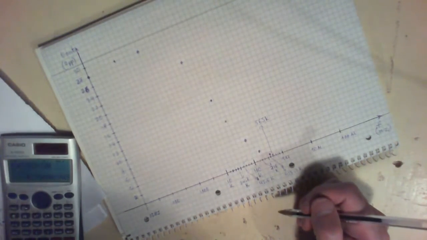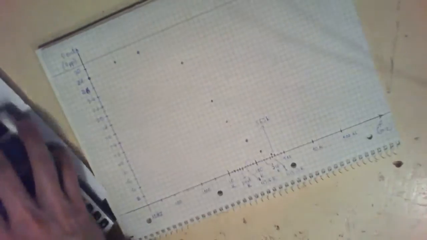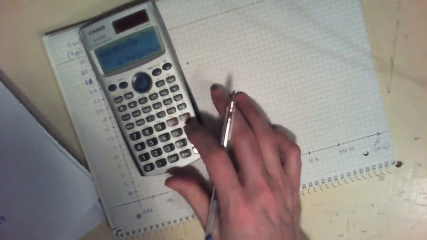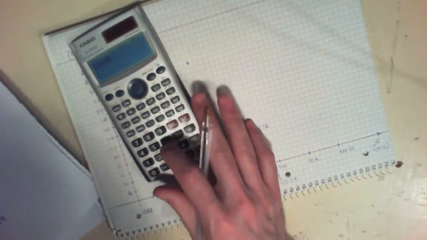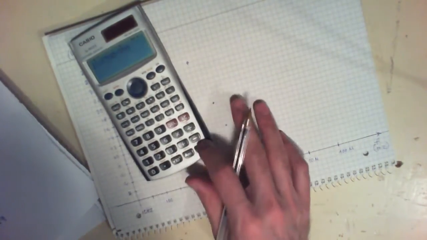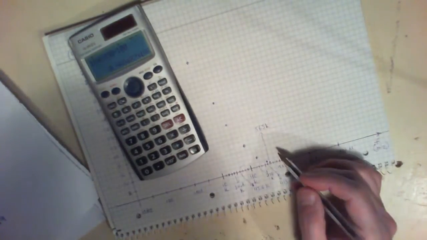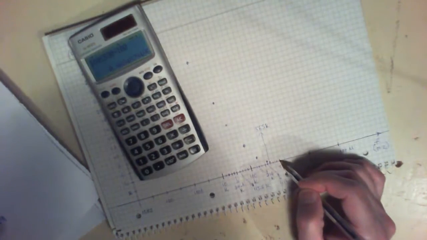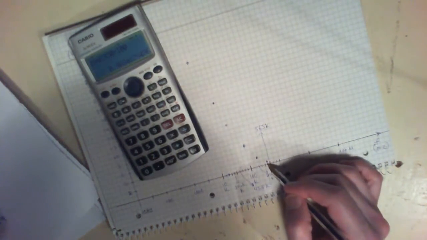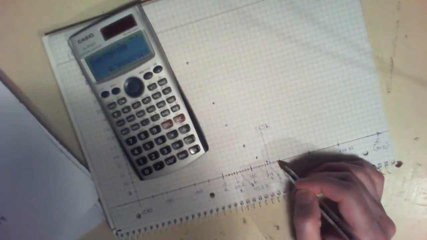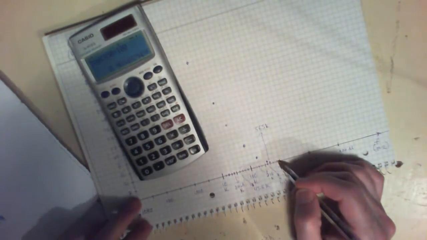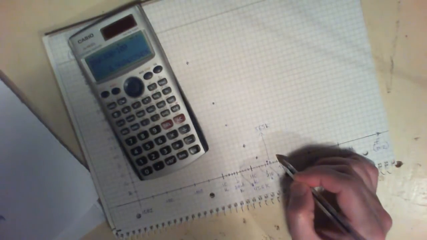Then you have 930K. At 930K, it would be log of 930 divided by 100, which is equal to 0.96, very close to somewhere over here. 0.96 would be 1.2 volts. So 1.2 volts would be somewhere over here.